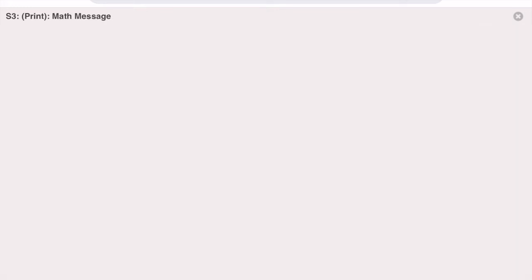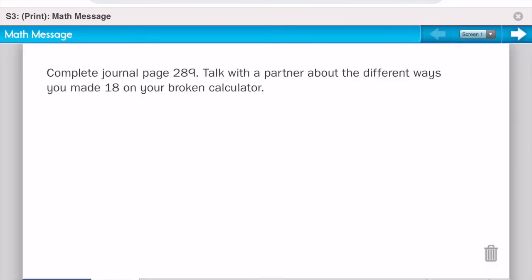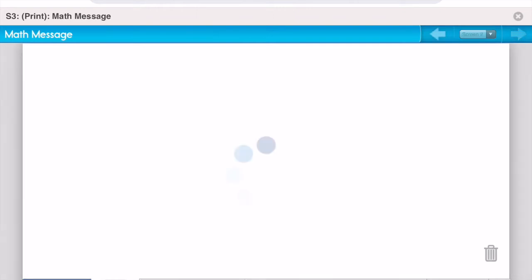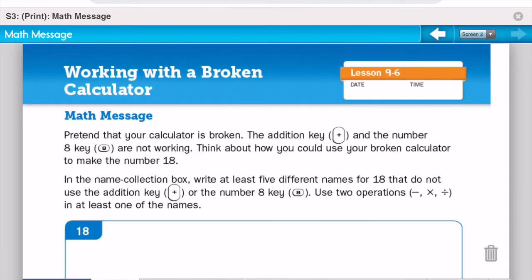All right. Would you open your math journal to page 289? The screen says talk with a partner, but we're going to talk through it together. Go ahead and open to 289. It looks like this. It says at the top, working with a broken calculator. Pretend that your calculator is broken. The addition key, the plus key, and the number 8 are not working. Think about how you could use your broken calculator to make the number 18.